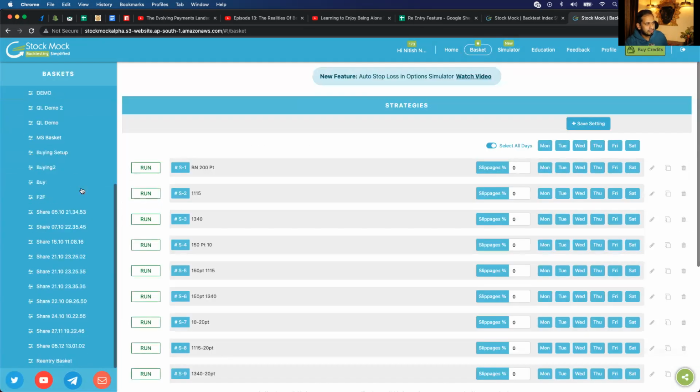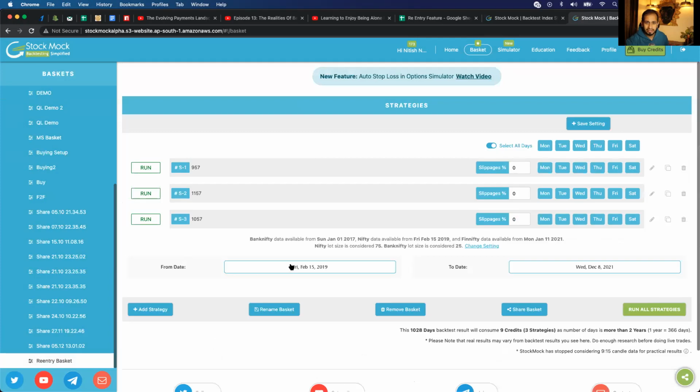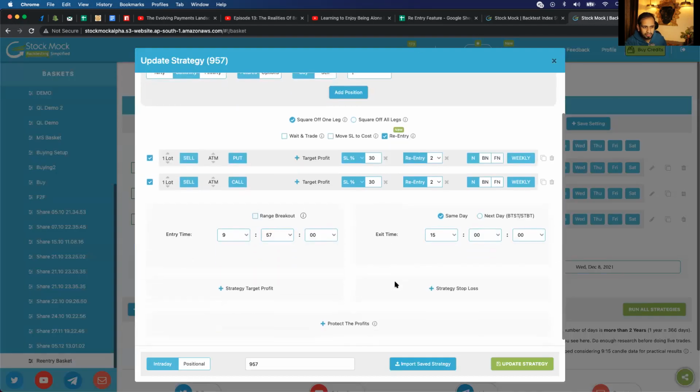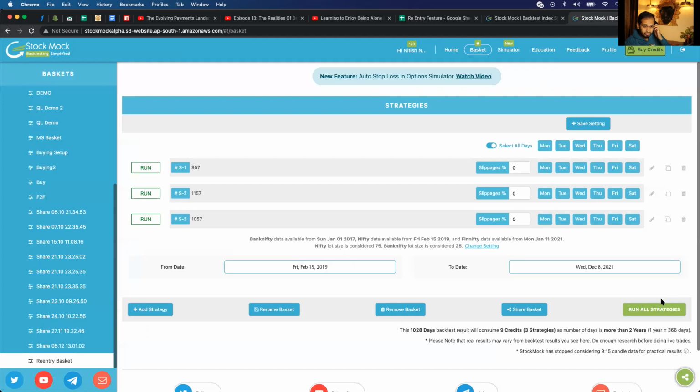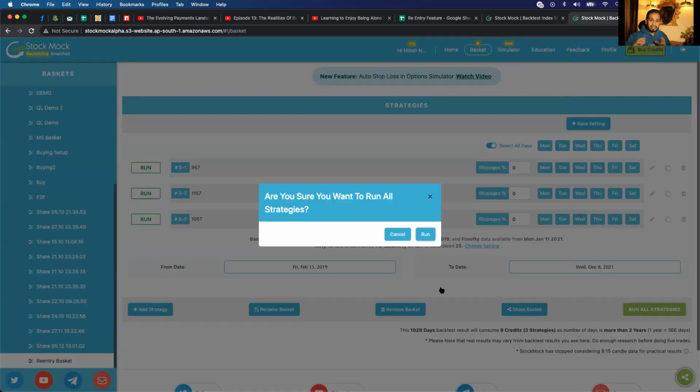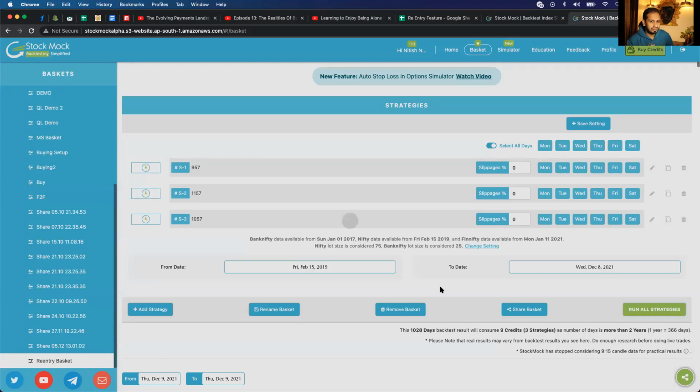I'll go to the basket tab. I have created a simple strategy, like it was a random thing. Just for the demonstration, this 957 was the one which I gave you a demonstration of right now. What I did is I re-entered the same strategy at 1057 and 1157. If you want to see it, I'll open it. This re-entry two times, 957 for Nifty. I'll run it all. Okay. So my idea here is I'll not just enter at 957. I'll try it at 1057 and 1157. You may try it at any other time you wish to. And I want to see when I'm running team of strategies multiple times, diversification is going on, are my results getting improved or not? Let's see that in action.